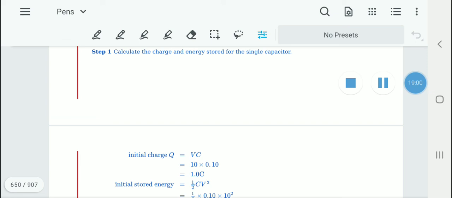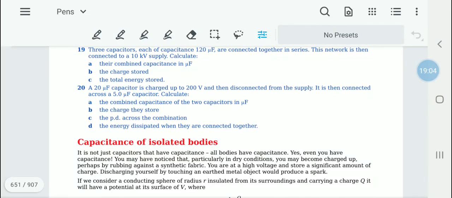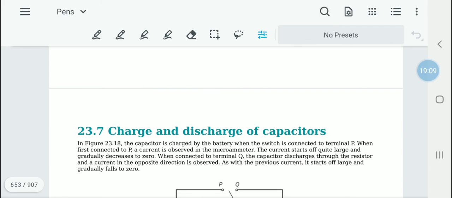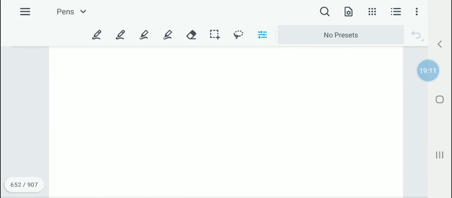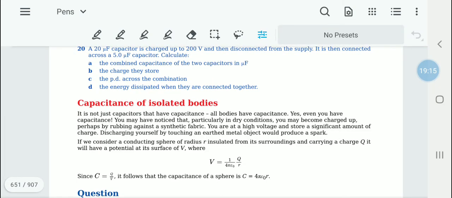And once you have completed that, please go to question number 19 and 20. Then in the next video we will discuss the remaining part of this lesson.